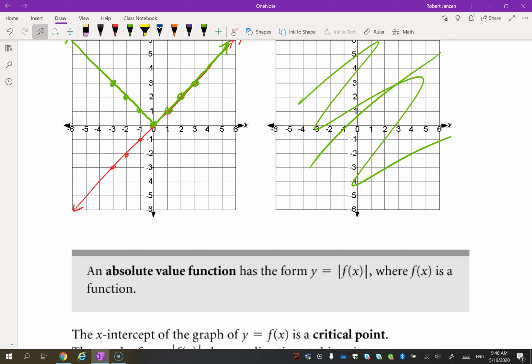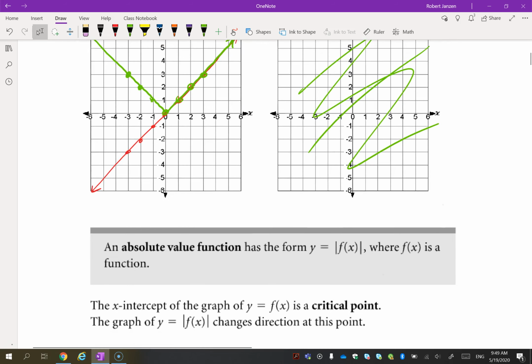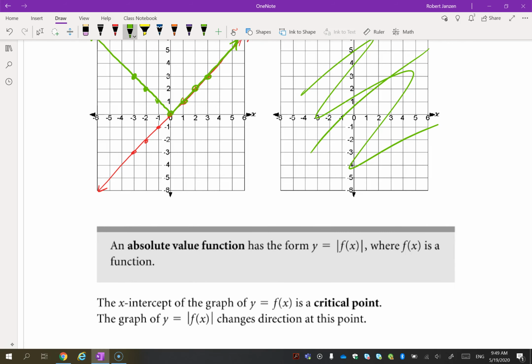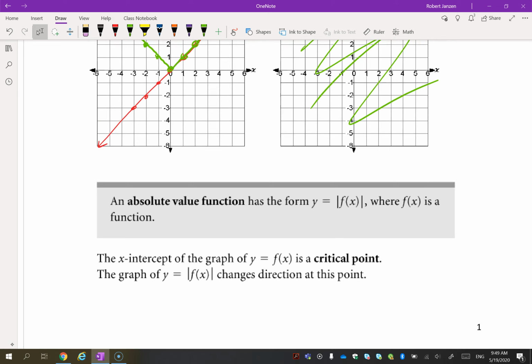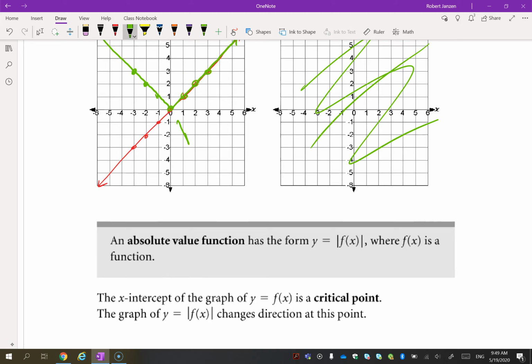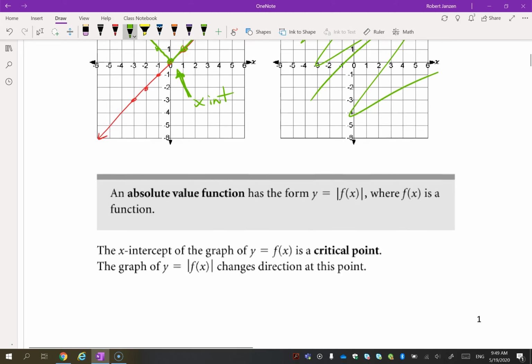Couple things about that. The absolute value graph has the form the absolute value of f of x. So when we do a graph, we're going to graph f of x and then we're going to take the absolute value of it, just like we did in this example. One thing to notice is what we call the critical point. The critical point is where the graph changes direction, and if you notice, that's always going to be the x-intercept. So the x-intercept is the critical point.